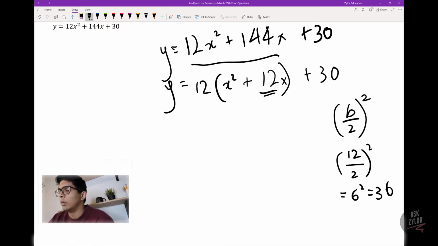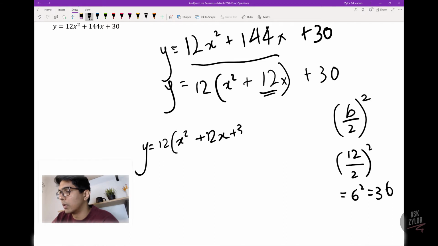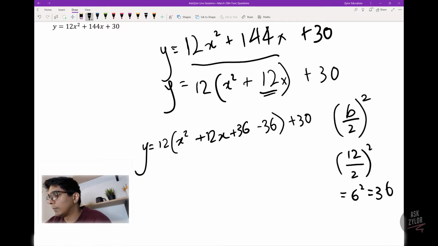So what I'm going to do is introduce the constant 36 into my expression. So y is equal to 12 times (x squared plus 12x plus 36). But if I just introduce 36, that means I'm changing the expression, I'm changing the function. I can't do that, so I'm just going to introduce a negative 36 as well to balance things out.